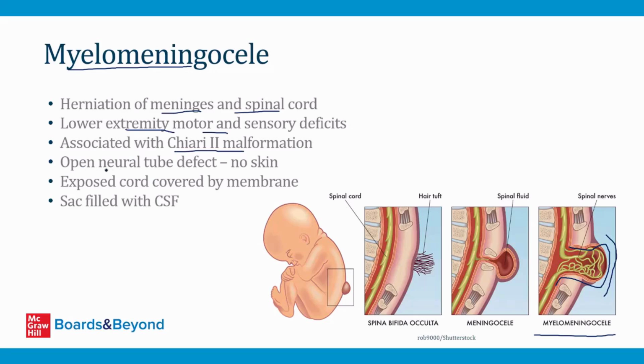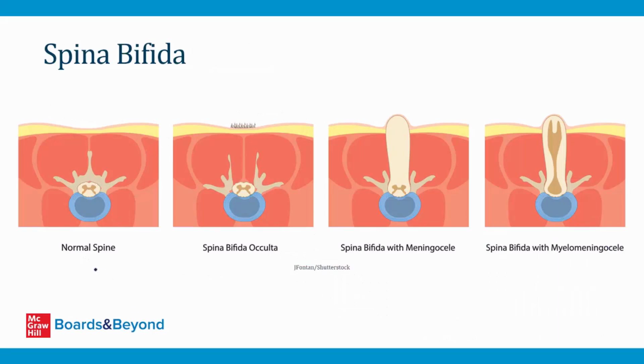As I said, myelomeningocele is an open neural tube defect where there's no skin covering the meninges and the spinal cord. You have exposed spinal cord nerves covered by a thin membrane, and the baby is, once again, just like in meningocele, born with a little fluid-filled sac at the base of the back. But in this case, the fluid-filled sac contains nerves from the spinal cord.